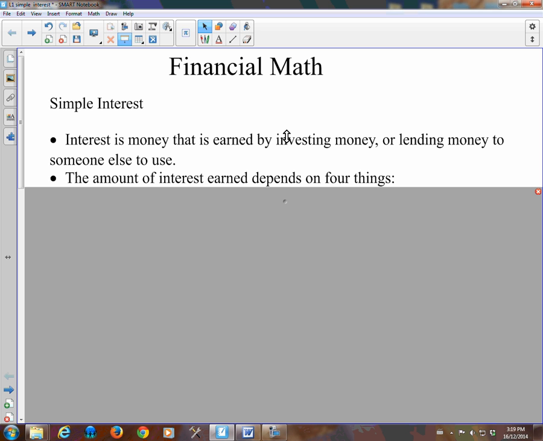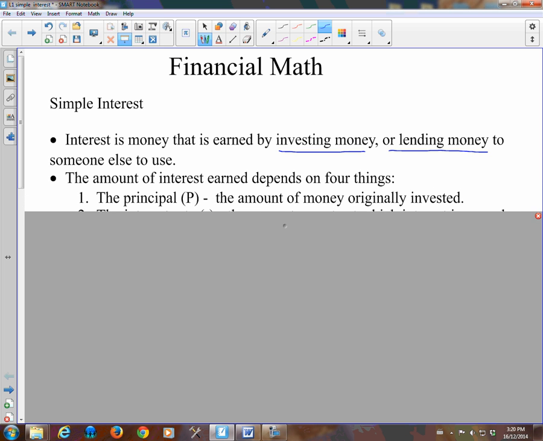Interest is the money that is earned by investing money or lending money to someone else. So you earn interest by investing your money or lending out your money. The amount of interest earned depends on 4 things.